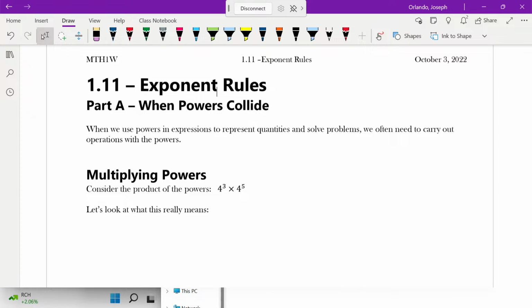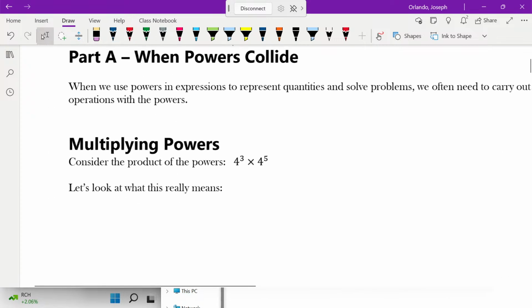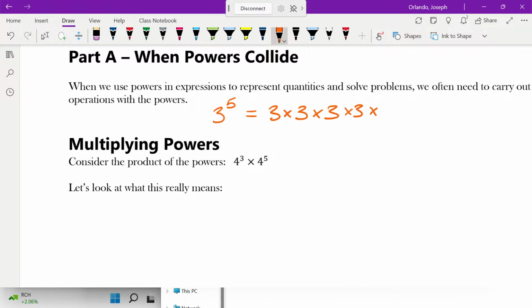All right. So really quickly remind me, if I had 3 to the exponent 5, what does that actually mean? What is that telling me to do? 3 times 3 times 3 times 3 times 3. How did I know when to stop doing that? Yeah, this means multiply 3 by itself 5 times.